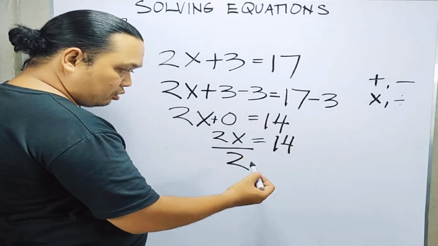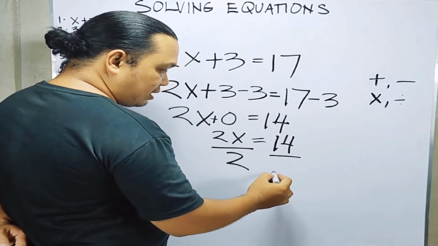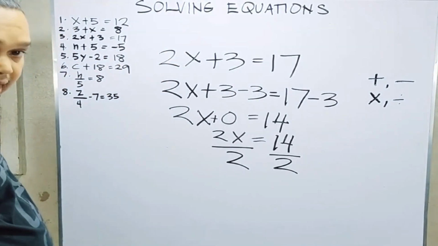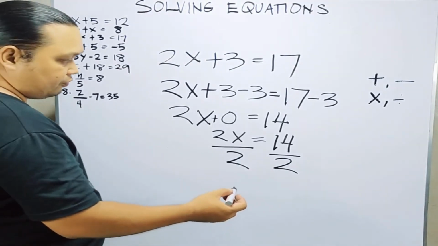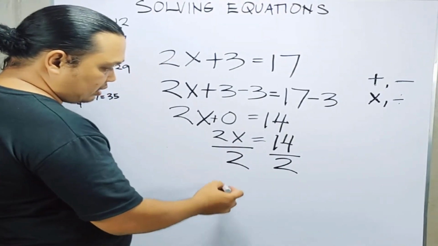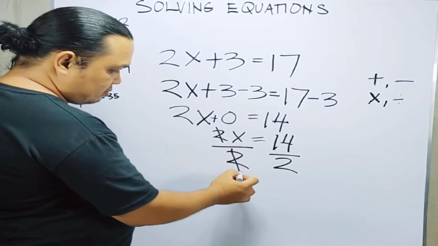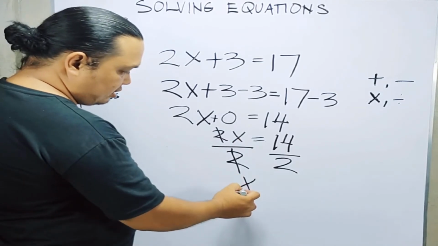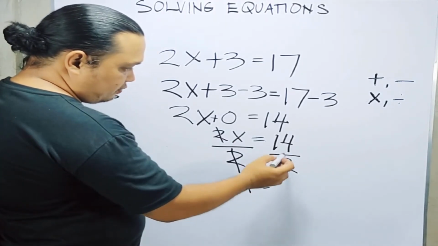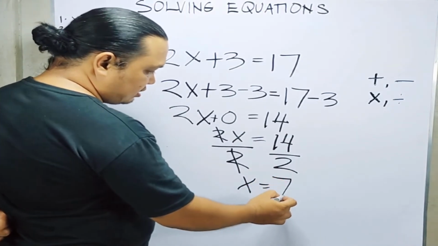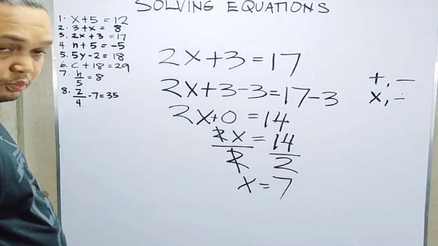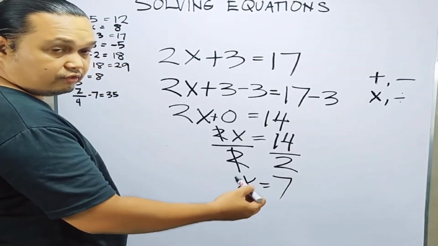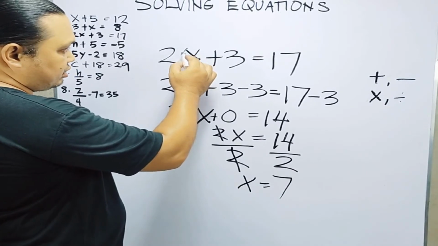So therefore, we must also divide by 2 here. Now 2x divided by 2, you can get rid of 2 here, and what remains is x. So we have x equals 14 divided by 2, that's 7. And that will be our answer. X equals 7.